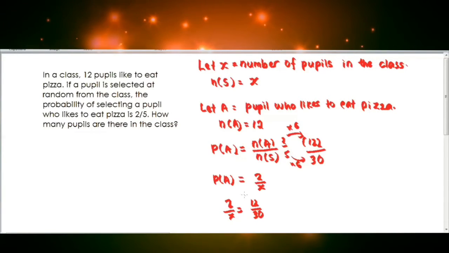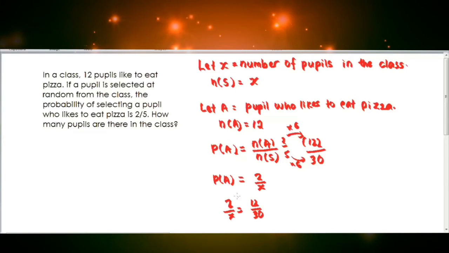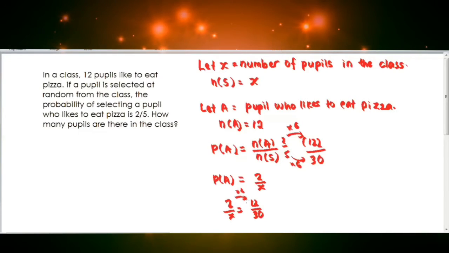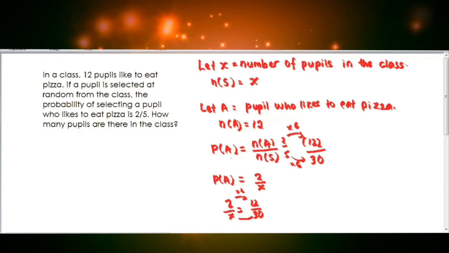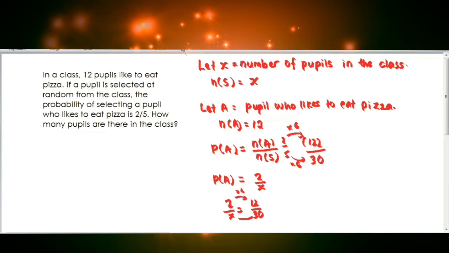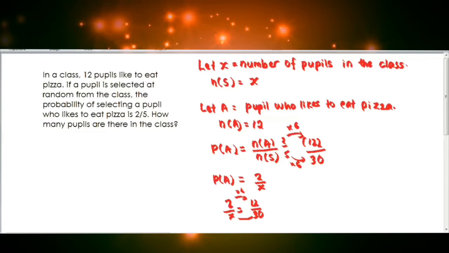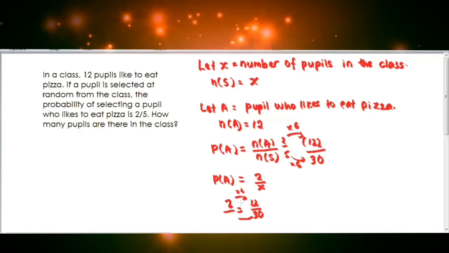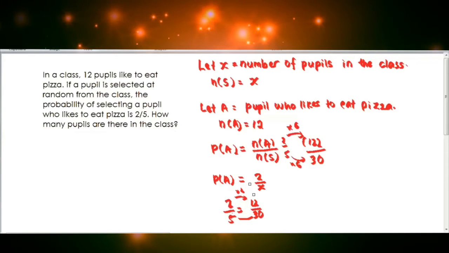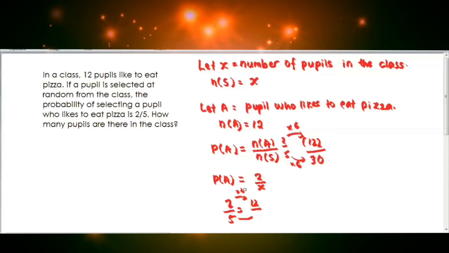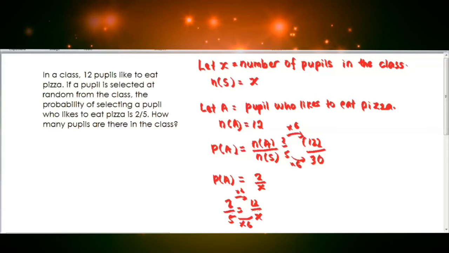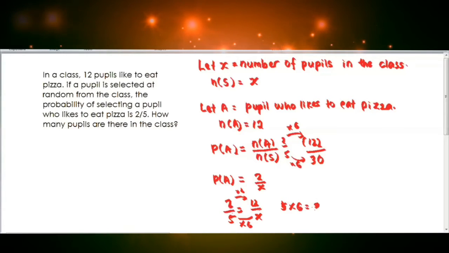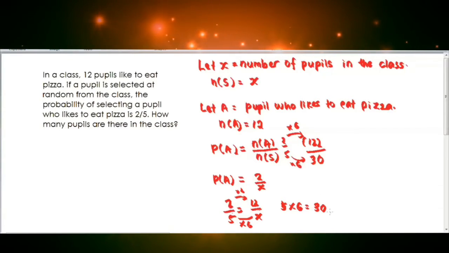So this one times 6, this one also, so I will get the answer. Actually, it is 5, right? So this is 5, this is x. Times 6, so 5 times 6 equals 30. This is my answer. Therefore, there are 30 people in the class.